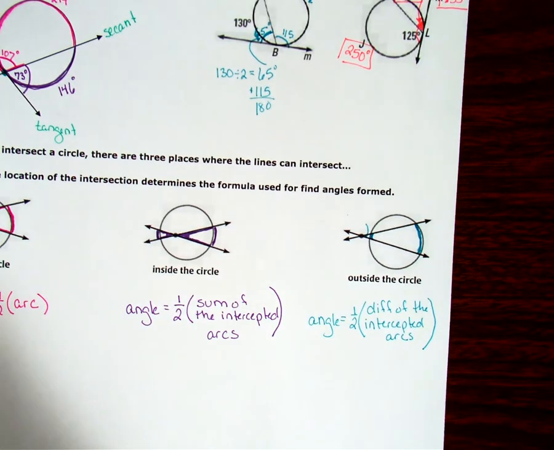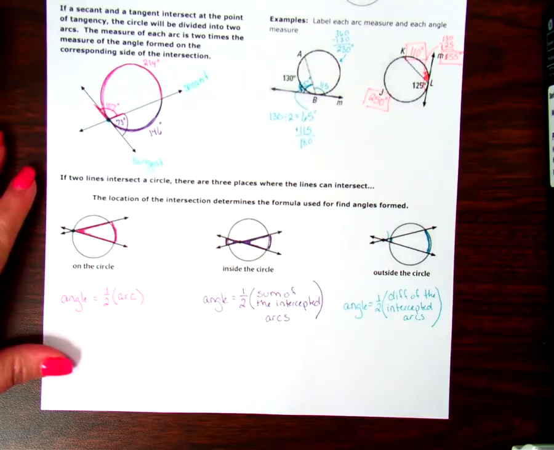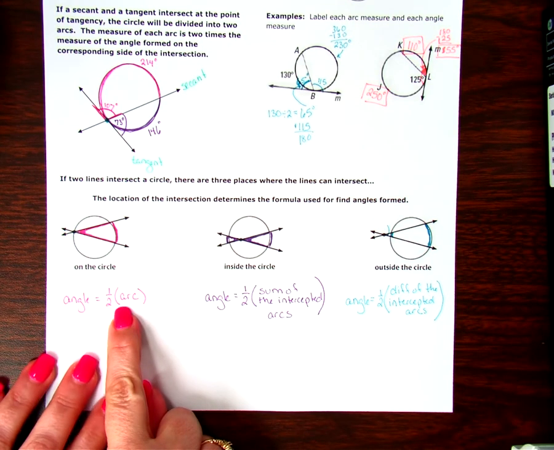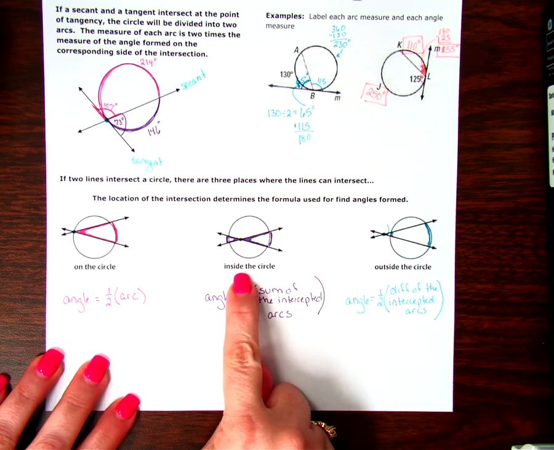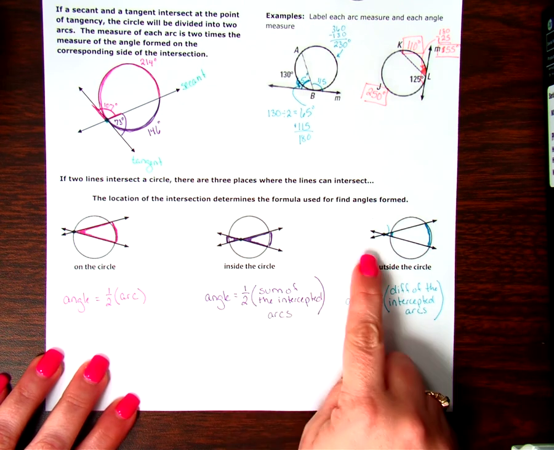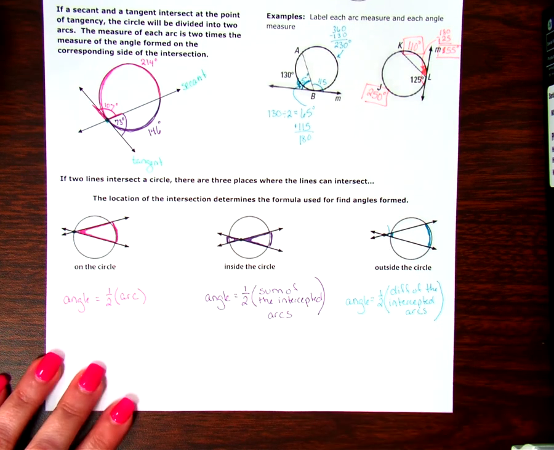Okay, so what we need to remember anytime we're working with trying to find angles with an intersection around a circle is, if we're on the edge of the circle, it's 1/2 the intercepted arc. If we're inside the circle, it's 1/2 the sum of the intercepted arcs. And if it's outside the circle, it's 1/2 the difference of the intercepted arcs.